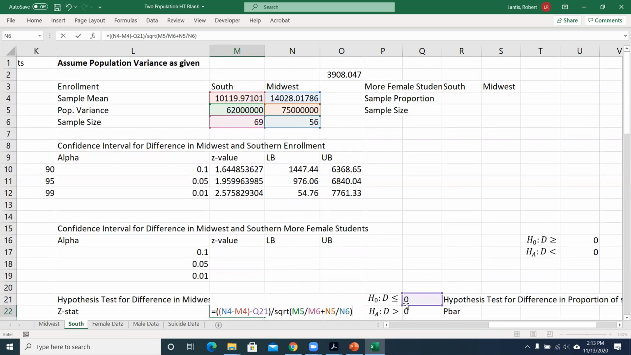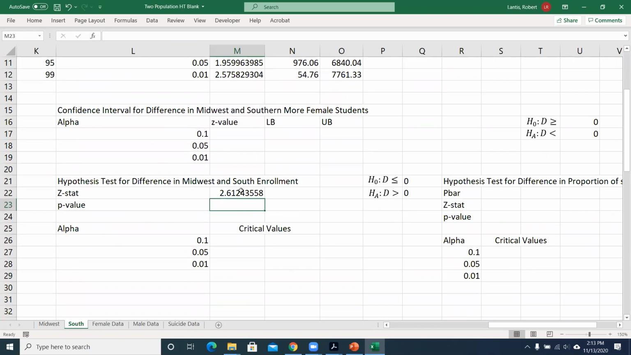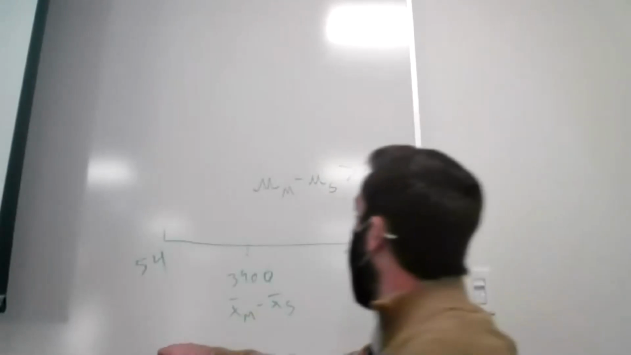If we have this assumed true difference of 0, and we found a positive difference between our sample means, our test statistic should also be positive because this denominator simply represents a standard deviation. So hit enter, we get a test statistic of 2.6. So if I have a test statistic of 2.6, how would I then find the p-value?